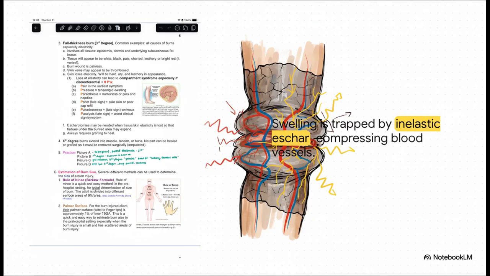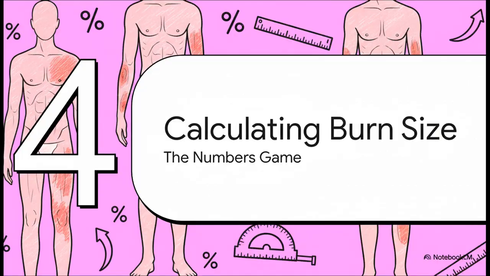And this picture just illustrates it perfectly, right? All that swelling from the body's inflammatory response literally has nowhere to go. It's trapped by that tough, burned tissue, so it presses inwards, squeezing the blood vessels and nerves and just choking off the limb's circulation.